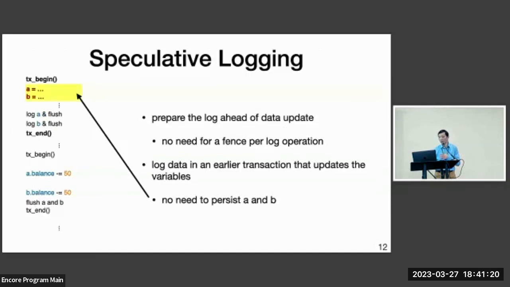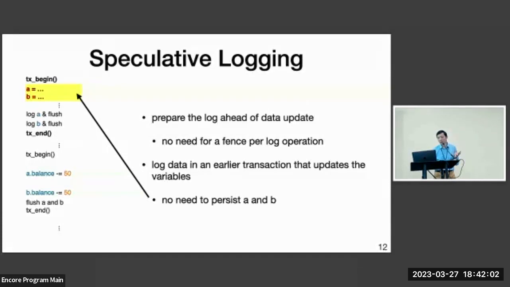here we have two transactions. When the first transaction updates A and B, we then start logging their new values. Then for the second transaction, we do not need to insert the fences. Even for the first transaction, we do not need to insert the fences after the updates of the values A or B. And also, we do not even care whether the A or B value will reach the persistent memory by the end of the transaction.